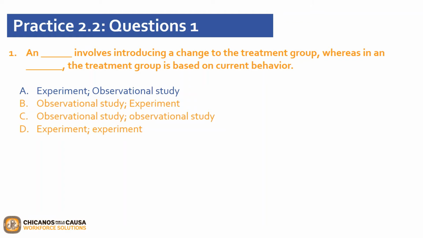In an experiment, the researcher directs the behavior of both treatment and control groups. In an observational study, those groups are selected based on their current behavior, and that behavior is not directed by the researcher.